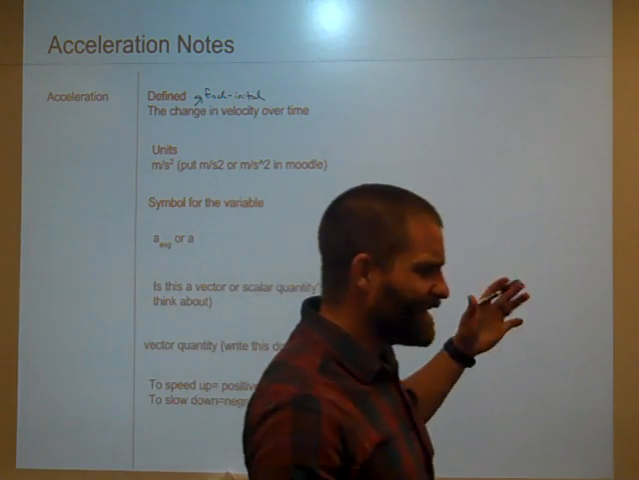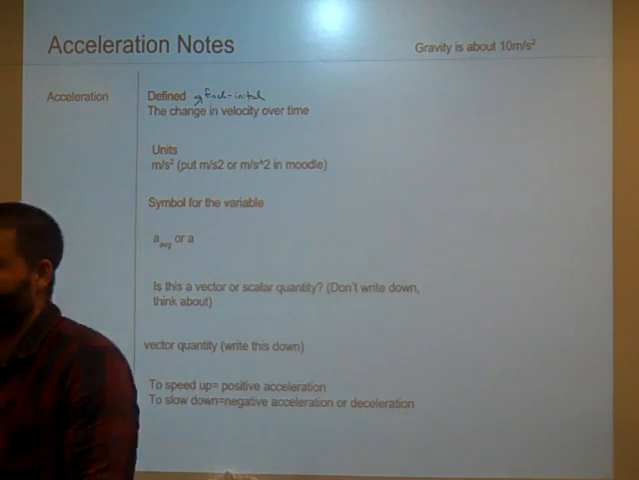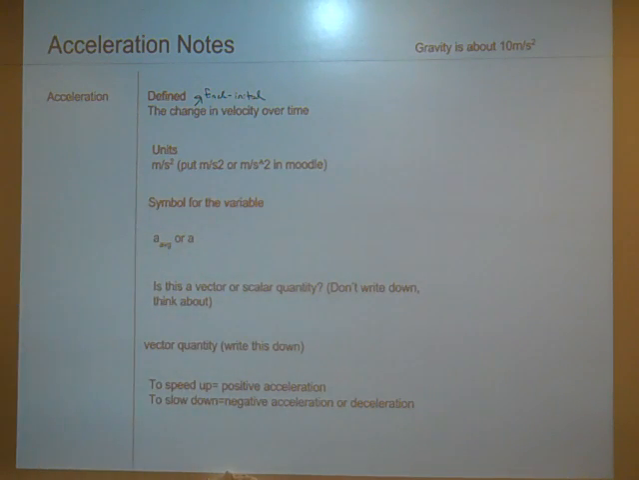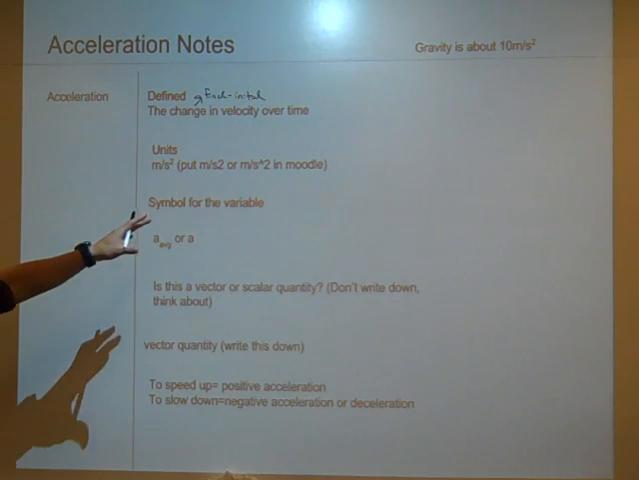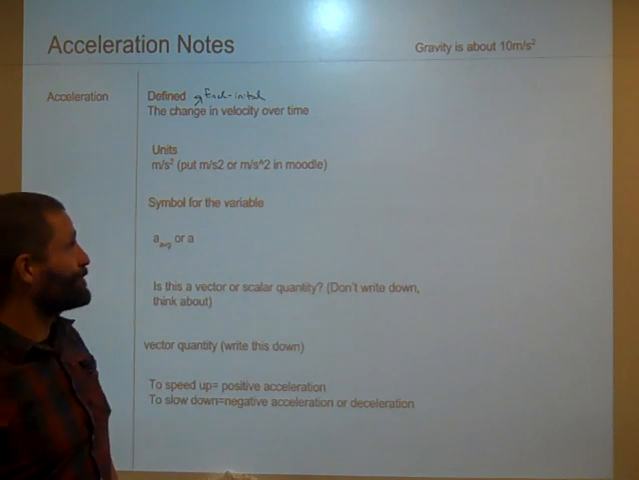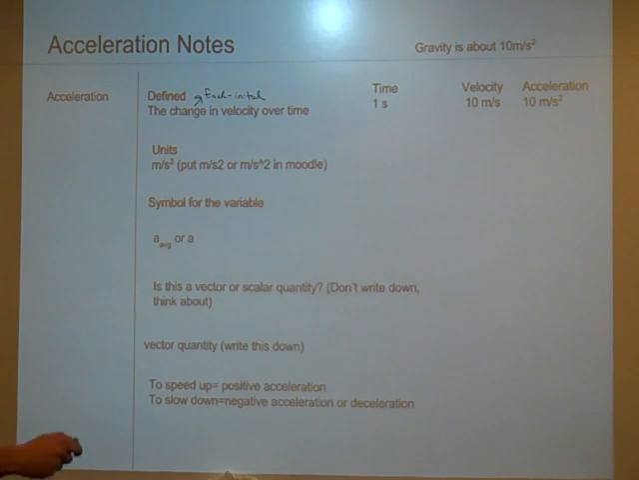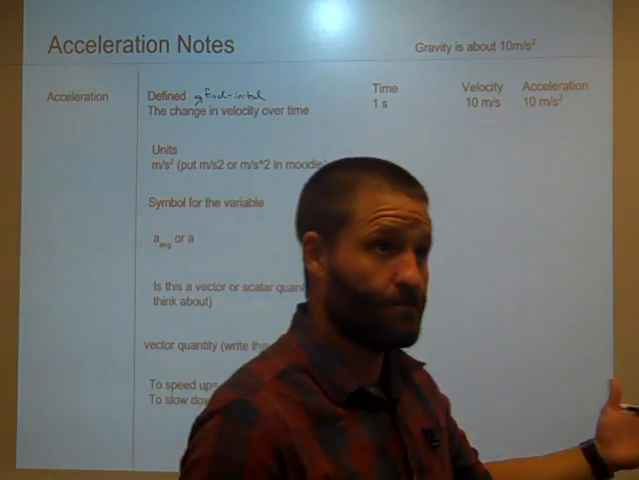So, let me explain how this works. Gravity is actually 9.8 meters per second squared. We're going to round that up to 10 meters per second squared, assuming no air resistance. What we're going to see, guys, is time, velocity, and acceleration. After 1 second, my velocity is 10 meters per second. My acceleration is 10 meters per second squared.